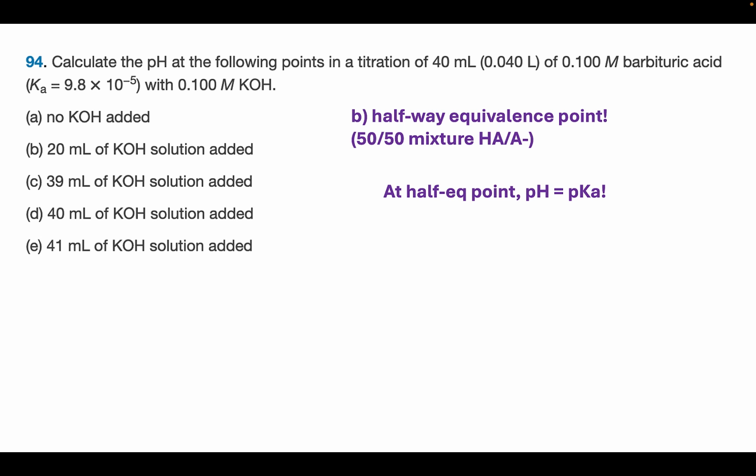This means that it's going to be pH equals pKa, and we're done, right? Just get the pKa, that's the pH, that is all you need for this one. Halfway equivalence point means that we have a pH equal to pKa.